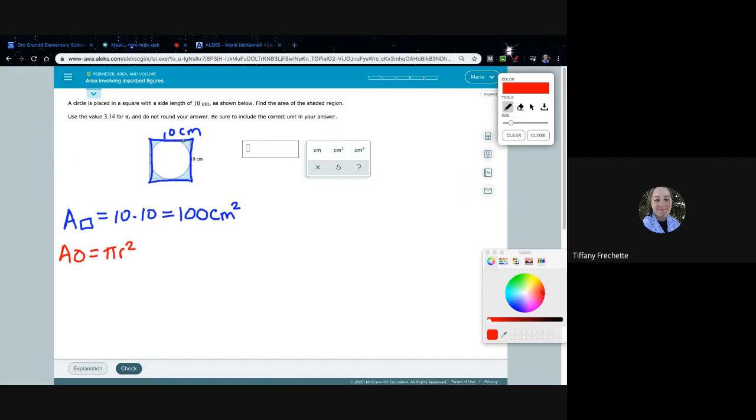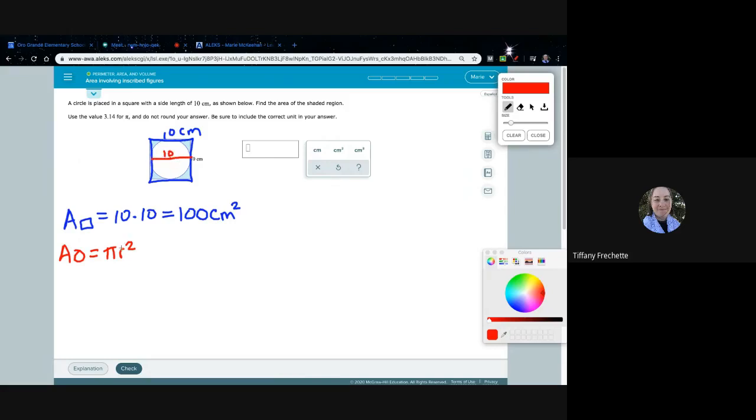So this one is the entire circle being cut out. No dividing by 2. But I do need to know what the radius is. So remember diameter, and if this is the center of the circle here, and I go straight through, this 10 that's on the top is the same length that's going through the middle. So this diameter is 10.